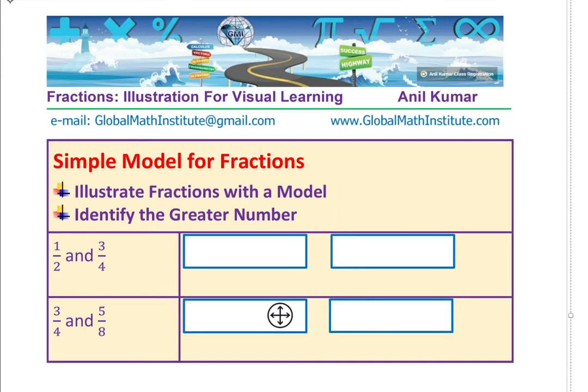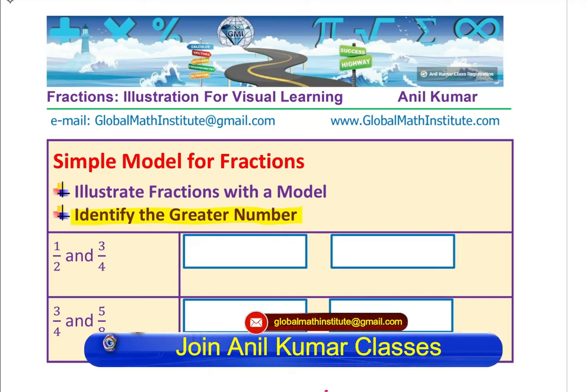Now, the next example here is to compare the fractions. So what you need to do here basically is identify the greater number. Fractions are also numbers, right? So we have to identify which is greater, half or 3 by 4. How can we identify this? The next one is 3 by 4 and 5 by 8. So let me do the easier one for you, which is half and 3 by 4.